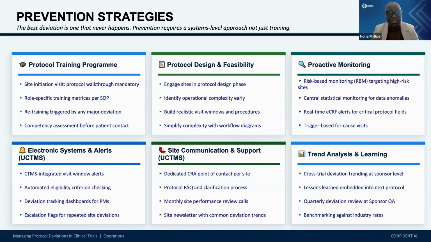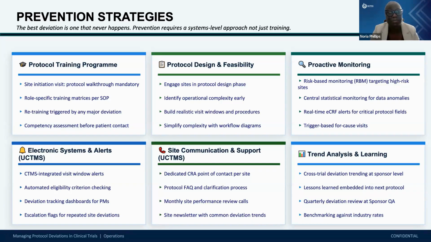Electronic systems and alerts. We have CTMS-integrated visit window alerts. As was said earlier, we have our United Clinical Trial Management System. We built that in place so that we can actively manage sites. We have a dashboard that feeds from the different sites that we are working with, and that also helps us manage the sites. We understand the high-risk sites. We see the sites that are prone to errors, and we trigger trainings for them. Automated eligibility criterion checking, deviation tracking dashboards to PMs, and escalation flags for repeated site deviation.